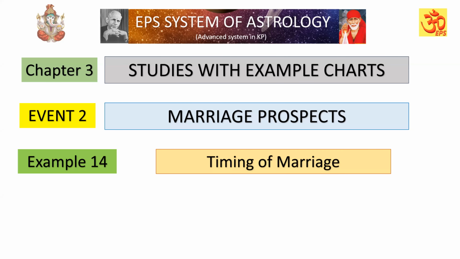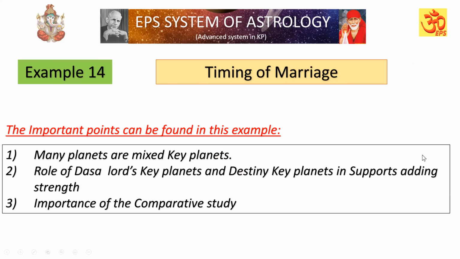Example 14, timing of marriage. In this chart, the important points can be found. Number one is, as I said, many planets are mixed key planets, and many of these mixed key planets are ruling the Dasa Lord. The second one is the role of the Dasa Lord's key planets and destiny's key planets in supporting and adding strength. And the importance of the comparative study. The comparative study is the most important one.